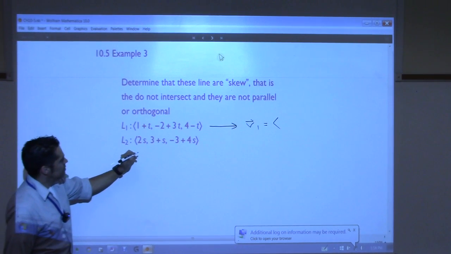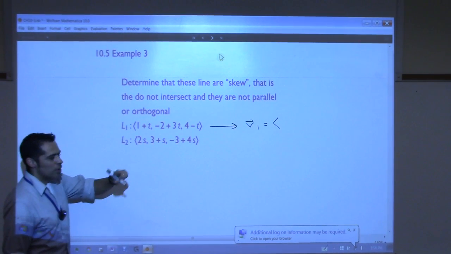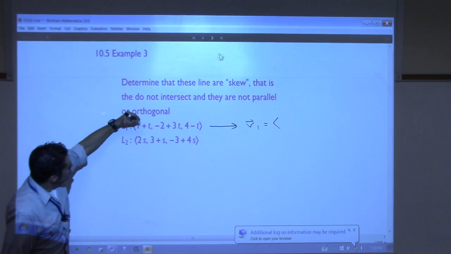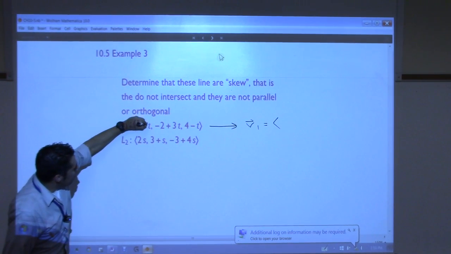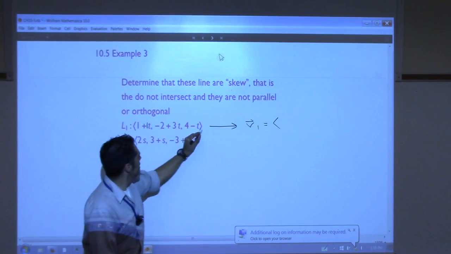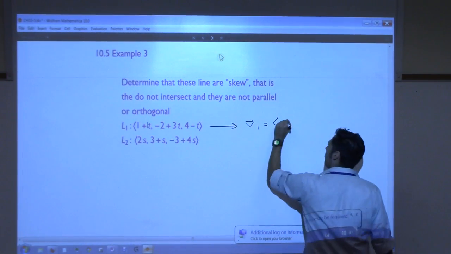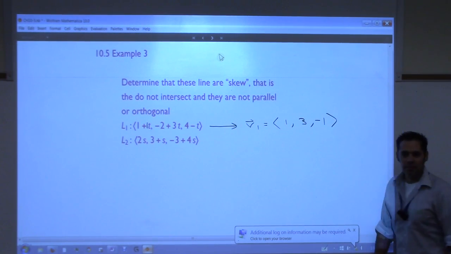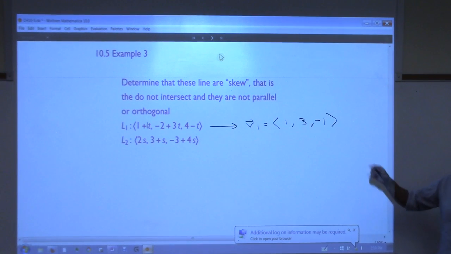Okay. Good. So where are you getting that from, Hector? From line 1, the component that's next to the t. Okay, so you're looking at the coefficient of the t. Yeah. So 1, 3, negative 1. Very good. You're off the hook. Everyone got that? That's the direction in which line 1 points.